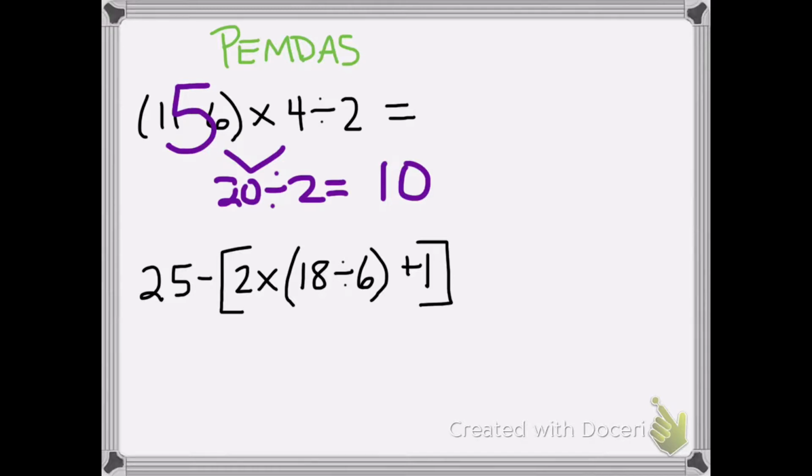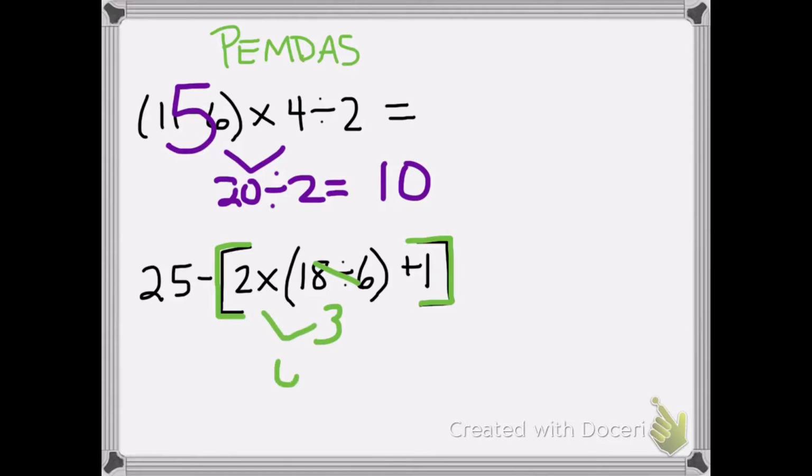If you notice, we have these, which are brackets. They work the same way as parentheses. So inside our brackets, we have more parentheses, so that is where we must begin. 18 divided by 6 will give us 3. Now we have 2 times 3 plus 1. We must do our multiplication first.